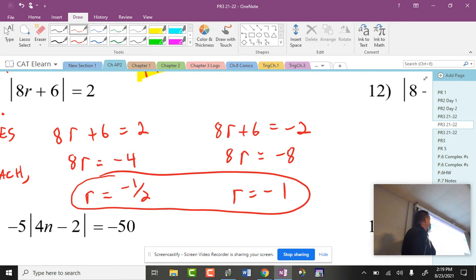All right, negative 1 times 8 plus 6. Negative 8 plus 6. But then what happens when you take the absolute value of negative 2? It turns into 2, and then 2 equals 2 is true. That's why these two answers work. This is what we need to do.